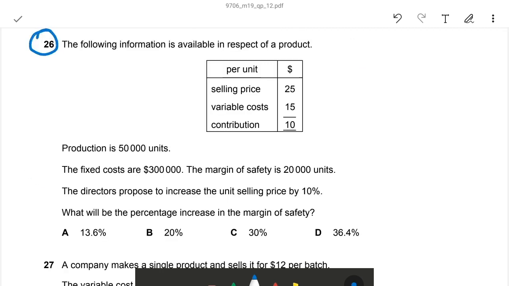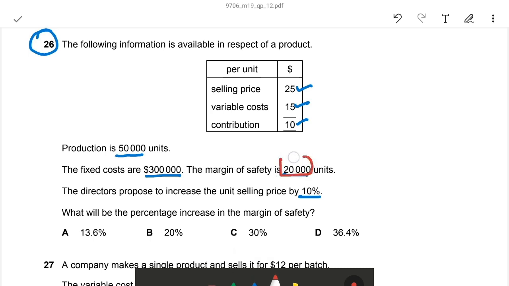26. The following information is available in respect of a product: selling price, variable cost, contribution. Production is 50,000 units. Fixed cost 300,000. The margin of safety is 20,000 units. The directors propose to increase the unit selling price by 10%. What will be the percentage increase in the margin of safety?